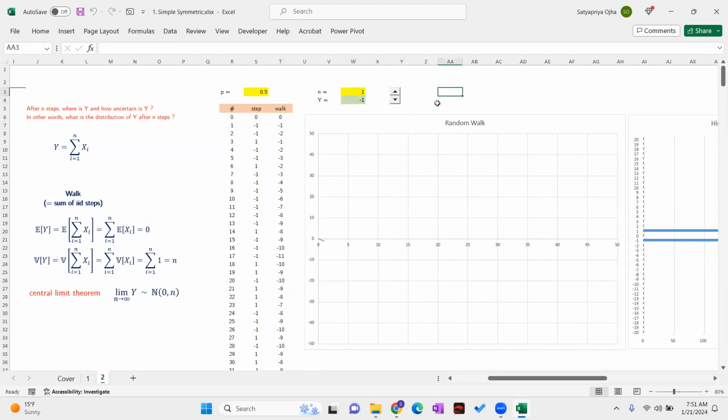If I press F9, now it became 1. Sometimes -1, sometimes 1. These are the two values. Probably, what are the associated probabilities?